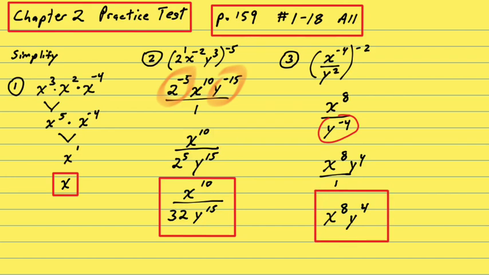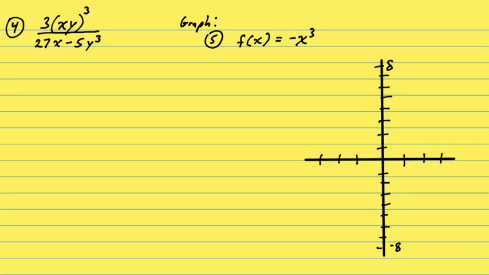Okay, we did 1, 2, 3. Let's take a look at 4. We're still simplifying. Notice that 3 is just to the first. So the 3 is not raised to any power, but the x and y are raised to the third. 1 times 3 and 1 times 3. On bottom, you have 27x minus 5y cubed.